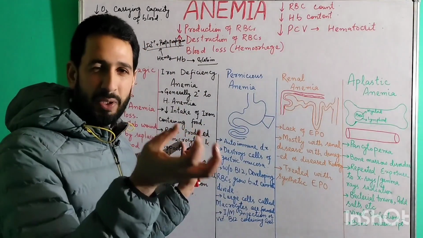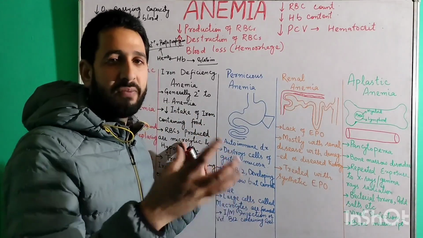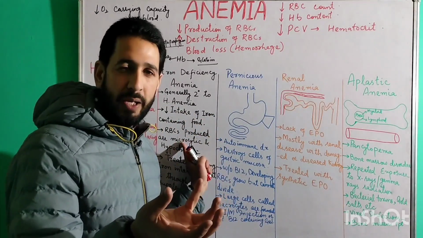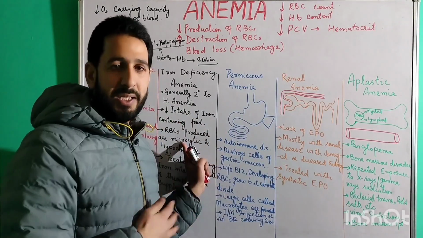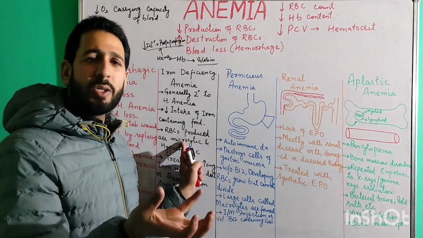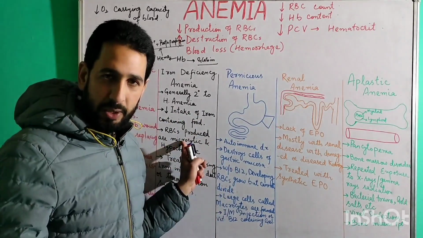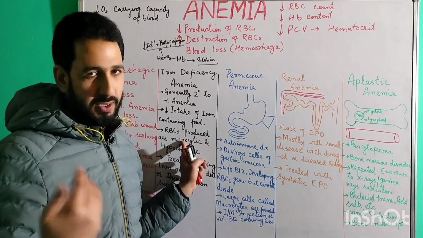Microcytic means उनका जो volume है, जो मैंने आपको बताया था, that is 80 to 90 or 85 to 90 cubic microns, that will be less than 80 cubic microns, right? When it will be less than 80 cubic microns, it is called as microcytic. When it will be more than 90 cubic microns, it is called as macrocytic.